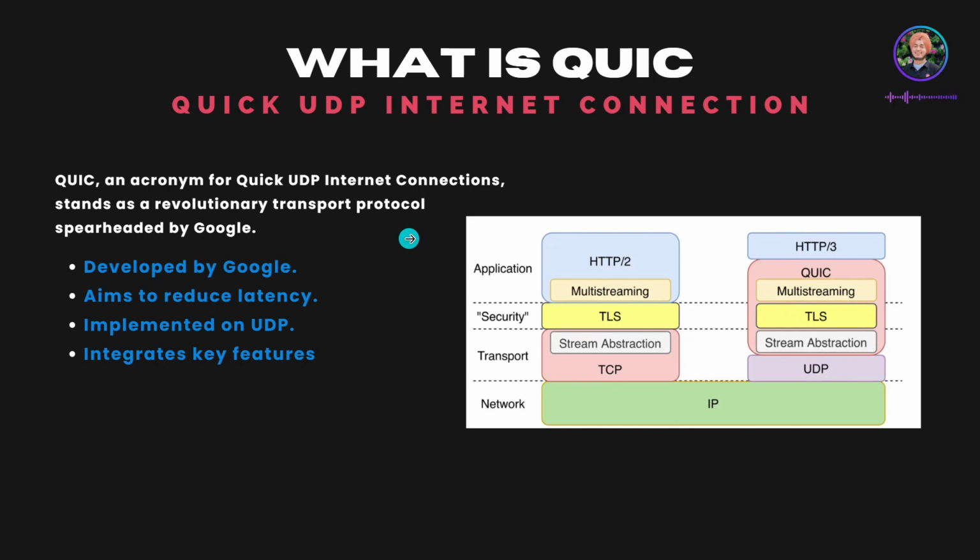So what is the main goal of QUIC? It aims to reduce latency in the internet connection compared to TCP. It achieves this by being implemented on top of UDP. As you can see here, QUIC is implemented on top of UDP rather than TCP, which allows for greater flexibility and faster deployment. QUIC integrates features such as congestion control, multiplexing, forward error correction, and connection migration. We're going to discuss these features in more detail further in this video.